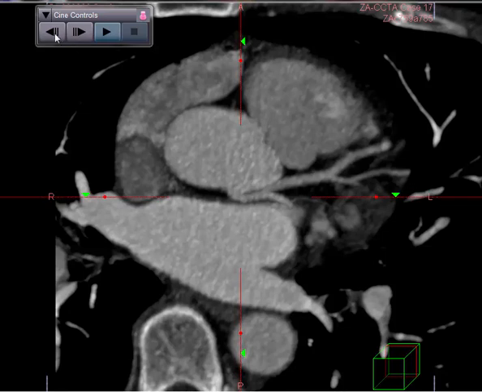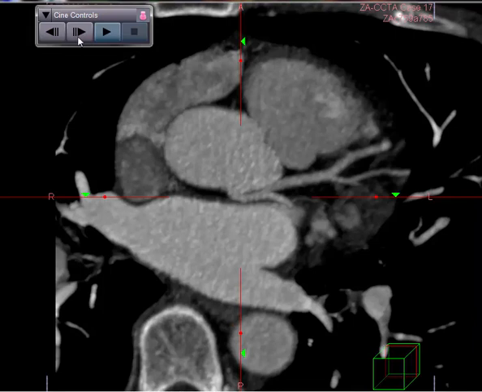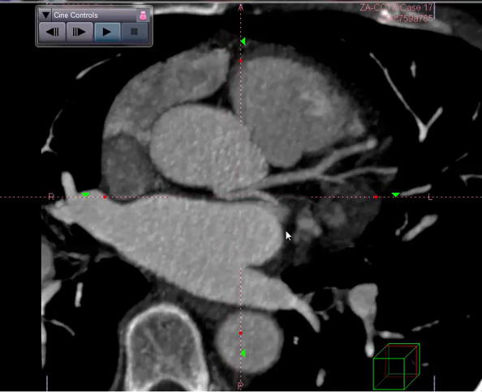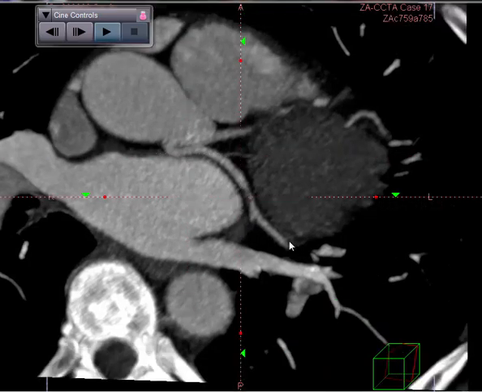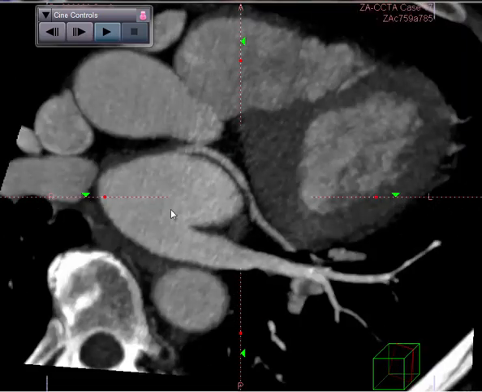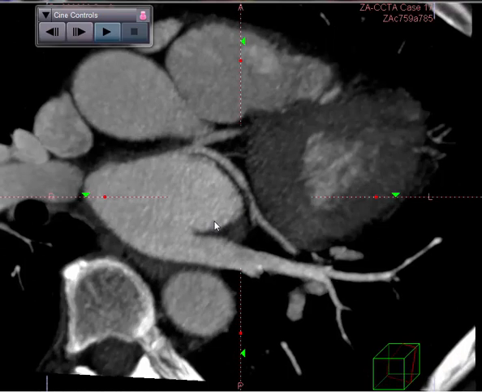Those can be evaluated by changing the forward or backwards control for the individual phases. Let's concentrate first of all on the left circumflex as we rotate around the circumflex. As we come down, we're struck with an idea that there is a sort of fuzzy or irregular area involving the mid portion of the left circumflex. As we rotate around that area, this appears to suggest some eccentric non-calcified plaque.